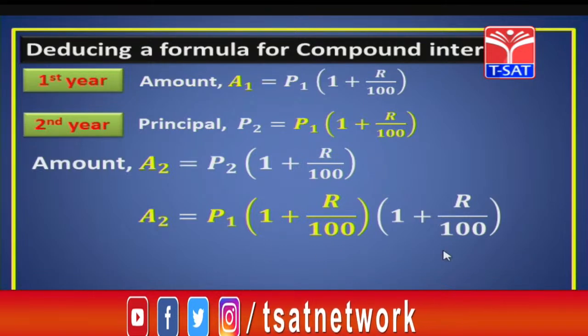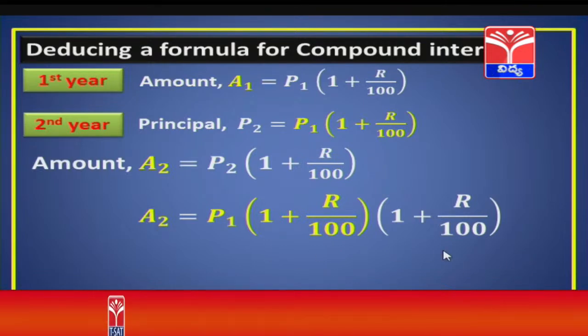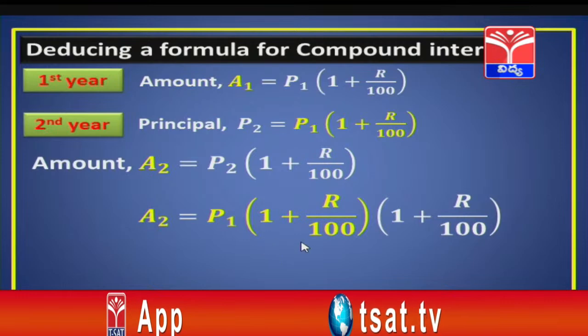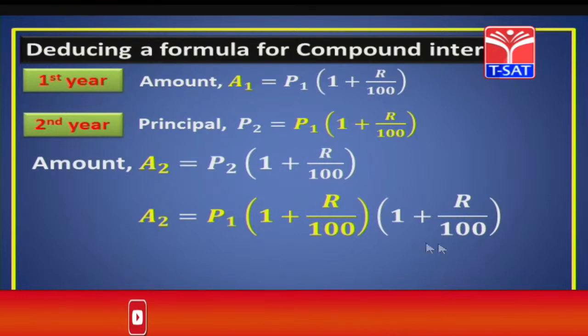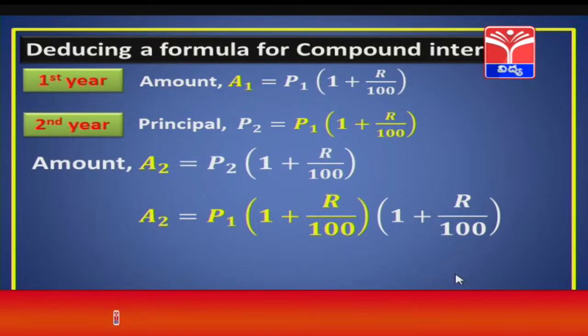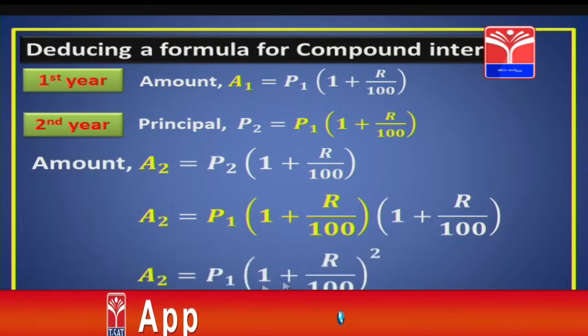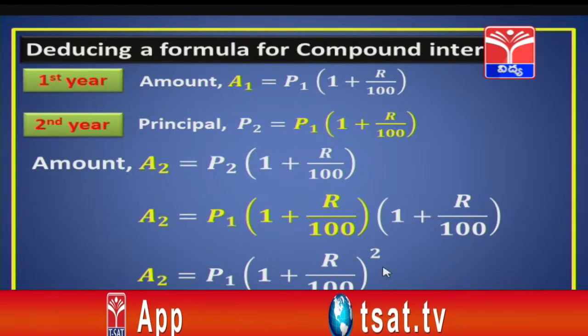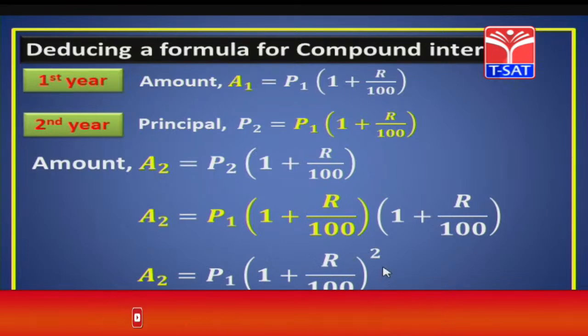Now, these two terms are the same. Suppose you have A and A. When you multiply A and A, what do you get, children? A square. In a similar manner, we are multiplying 1 plus R by 100 into 1 plus R by 100. So, what do you get, children? Yes, that is 1 plus R by 100 whole square. So, what is the value of A2 now? P1 into 1 plus R by 100 whole square. So, this is the amount at the end of 2 years.